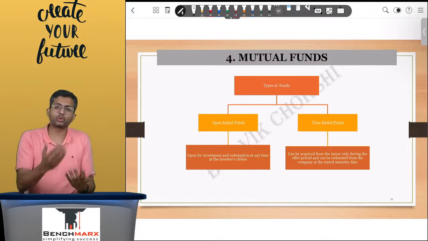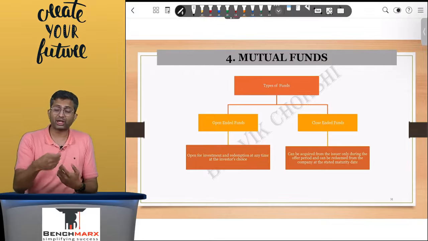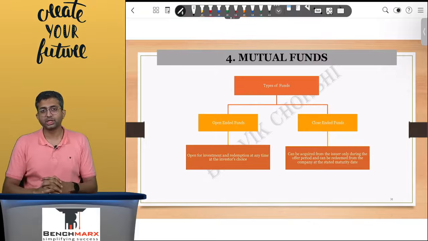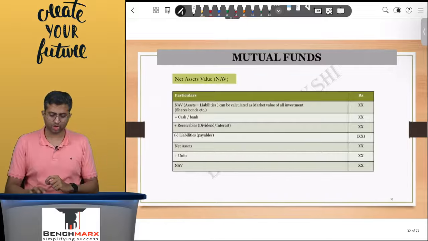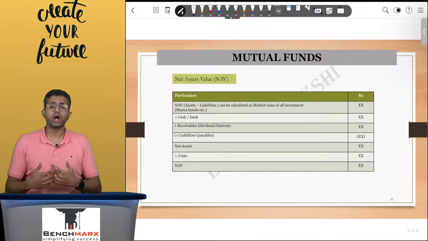Now, if it's an open-ended mutual fund, which is open for entry and exit whenever the investor wants, then at what price will the entry and exit happen? Well, the price at which it happens is called the net asset value, or NAV. How do you calculate NAV?